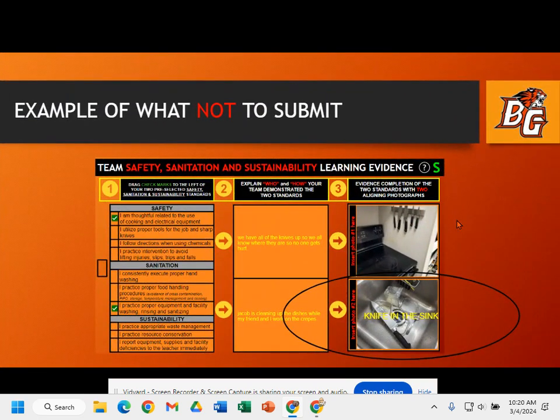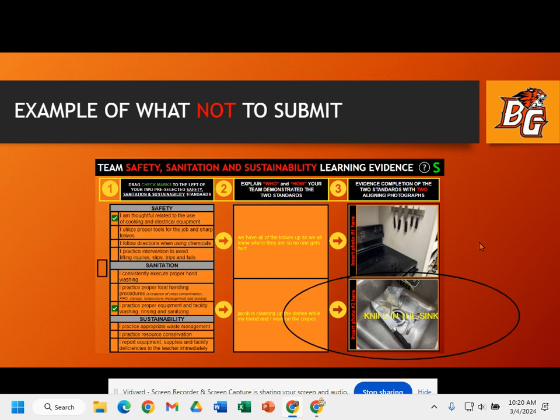This is sort of a rigorous form of assessment. Here's an example of feedback, right? You might find that in the safety, sanitation, sustainability, this is what not to do. Taking pictures of we're washing dishes, but then you've got a knife in the sink. So then I would actually see a safety hindrance and I would deduct points. So you want to think about what you take pictures of, okay?